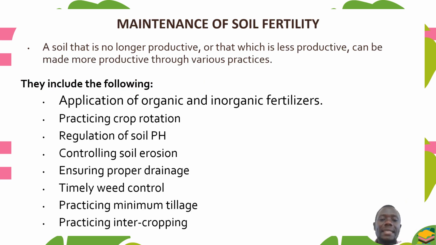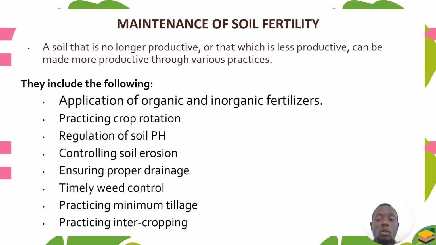So let's look at maintenance of soil fertility. A soil that is no longer productive or that is less productive can be made more productive through various practices. So when we talk of soil which is no longer productive or less productive, we mean the soil which is infertile. So that soil which is infertile can be made productive again through the following practices. So the practices include application of organic and inorganic fertilizers. So organic as well as inorganic, they contain nutrients which may boost or add fertility to the soil.